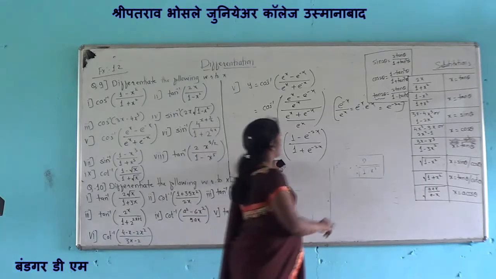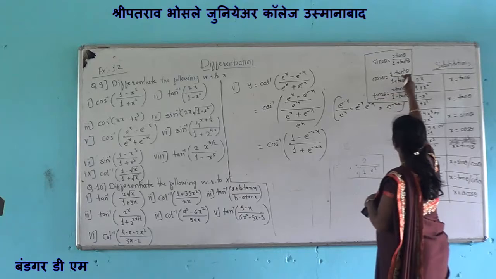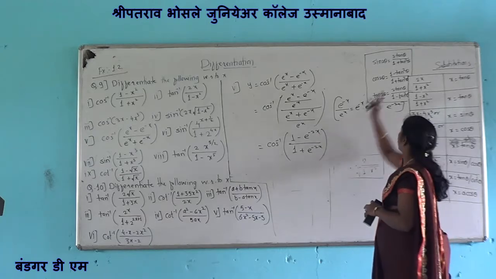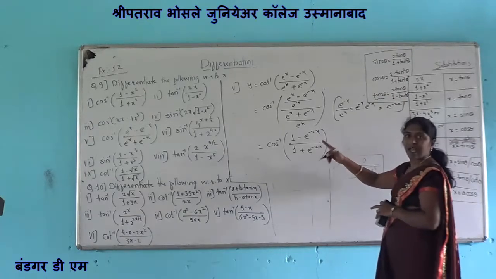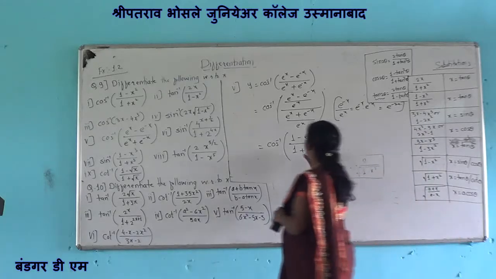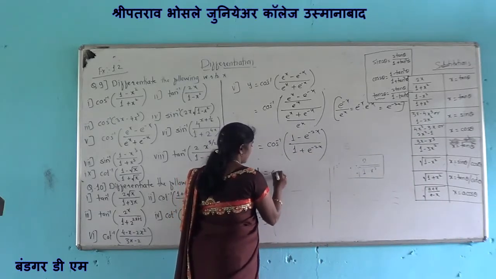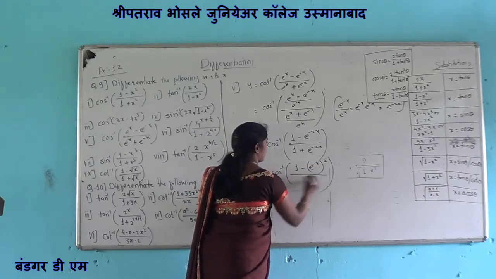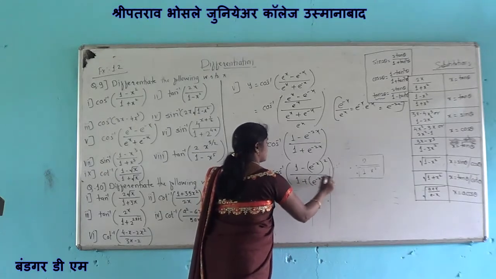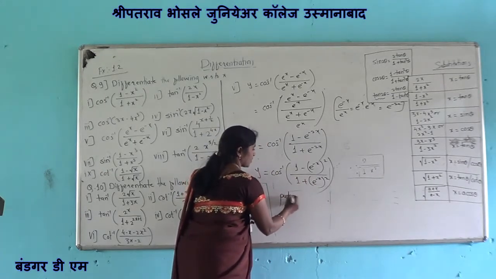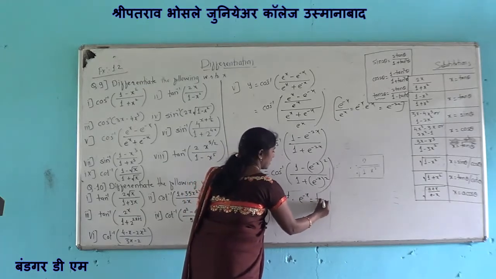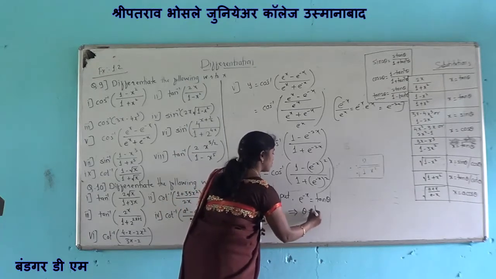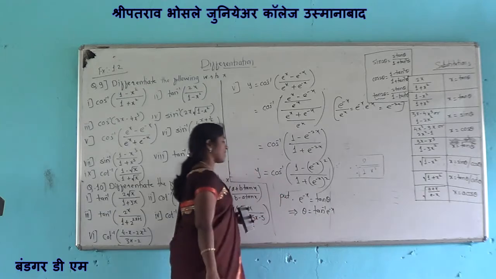Now we can use the formula for cos 2 theta, so that we can replace 1 minus tan square theta upon 1 plus tan square theta, where tan theta is e raised to minus x. So we'll arrange the terms. y is equal to cos inverse of 1 minus e raised to minus x whole square upon 1 plus e raised to minus x whole square. Now we substitute, put e raised to minus x as tan theta, which implies theta is equal to tan inverse of e raised to minus x.